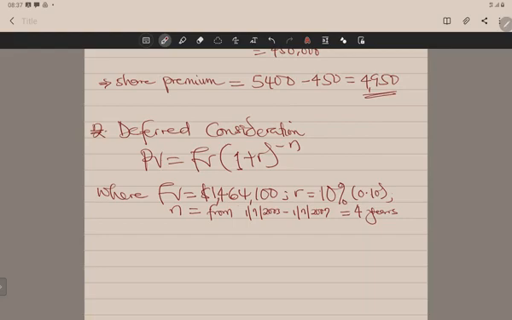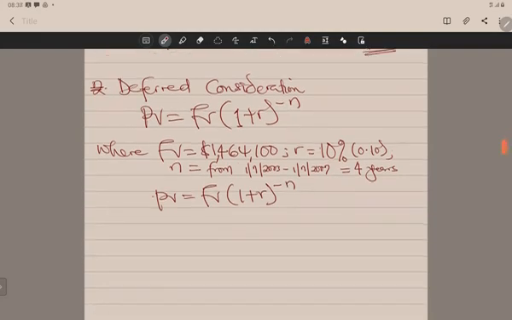Then when you have everything, what do you remain? Just insert it. You can rewrite your formula if you like, because I like writing the formula, so that people cannot say they don't know how I arrived at this. So since you have already rewritten your formula, what is your FV? Just start putting those figures. 1,464,100 in bracket 1 plus 0.10 raised to power minus what is your N? 4.